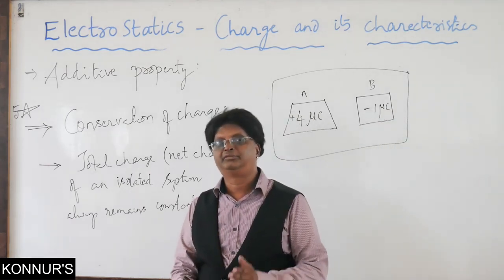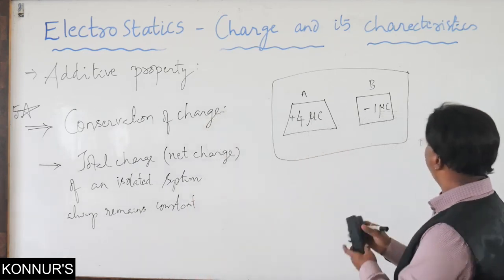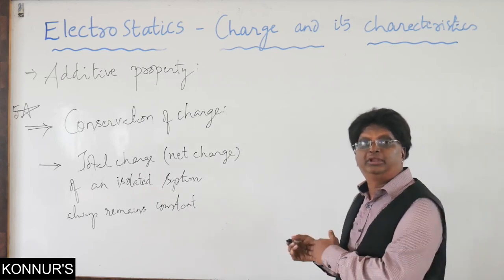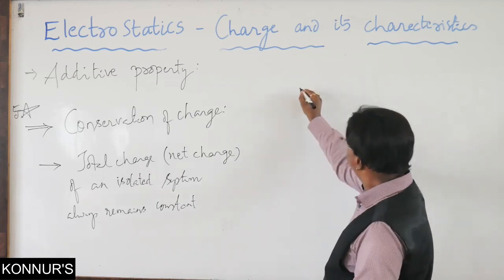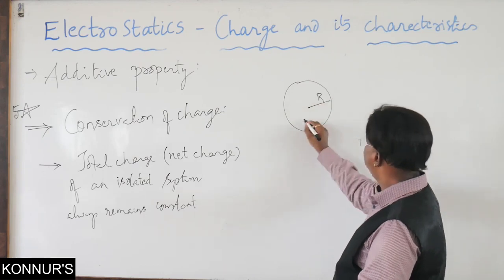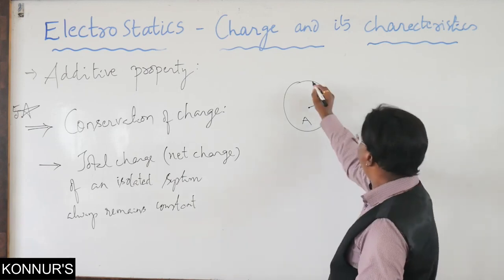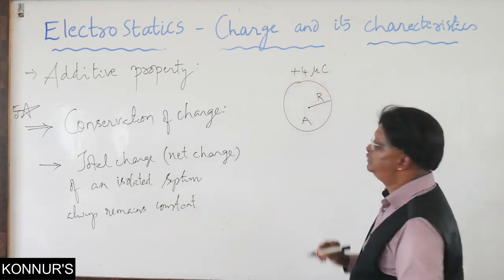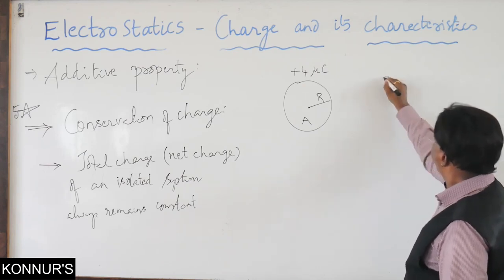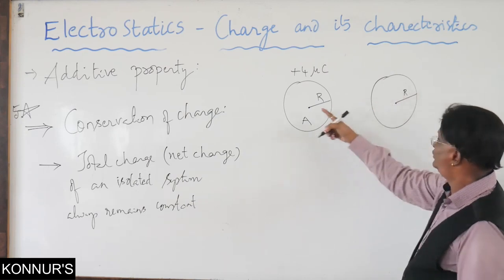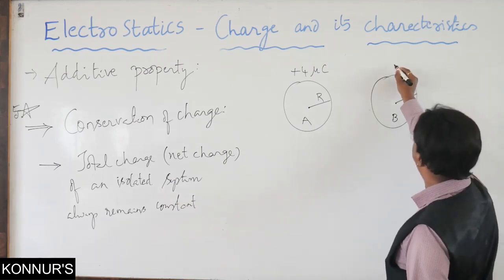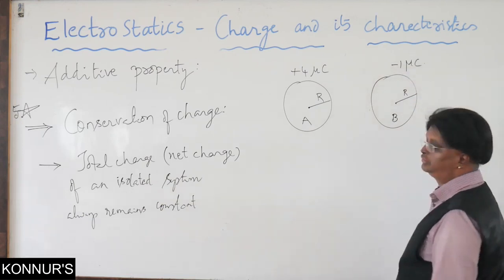Then what is the meaning of this conservation? Now let us give one more better example to understand conservation, and this is also an important thing in our numericals as well. Let us take this copper sphere of radius capital R. I name it sphere A, with a charge of plus 4 microcoulomb. Now this is another copper sphere, of the same radius, same size. This is copper sphere B, and it has a charge of minus 1 microcoulomb.